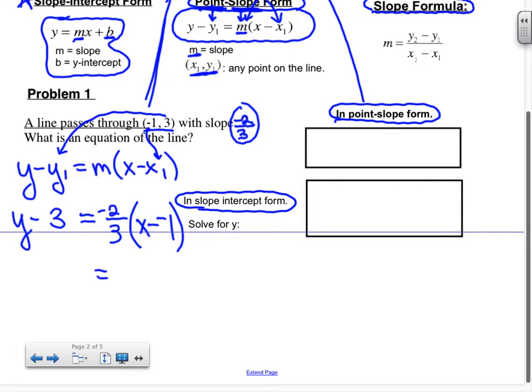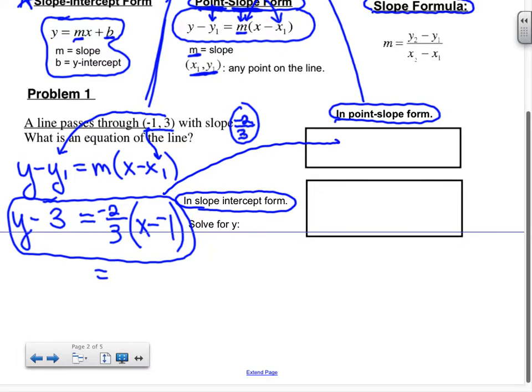Okay. Now this is actually, I'm sorry, this is my answer. This is my answer in point-slope form right there. That's where you put it. Okay. Next, let's go with slope-intercept form. So the goal is always to put it back in slope-intercept form so we can eventually graph it. Okay, to put it in slope-intercept form, we solve for the letter y, just like we did in yesterday's assignment.